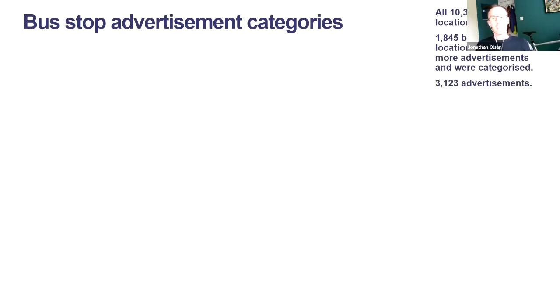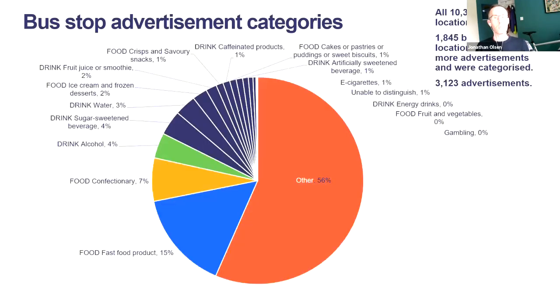So the results of this data: there were 10,305 bus stop locations that we audited, and only 1,845 bus stops had an advertisement or more, which we categorised. And with bus stops that had multiple advertisements, that resulted in a total of 3,123 advertisements. So this is what was being advertised at the bus stops across Scotland.